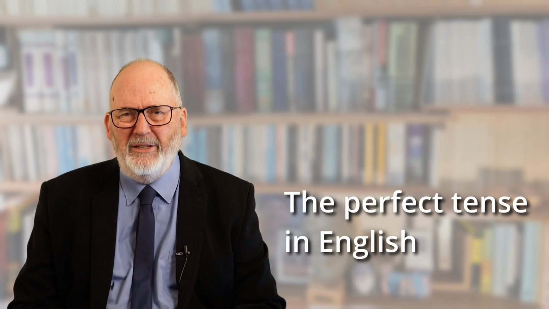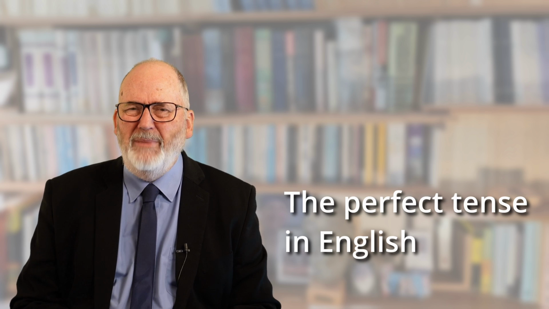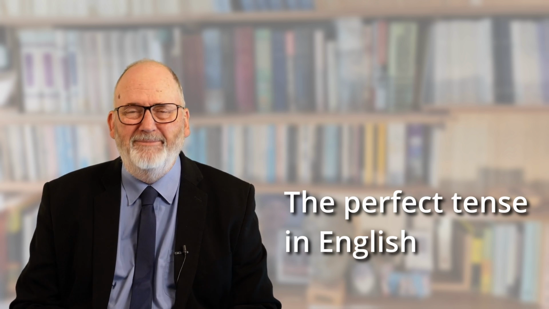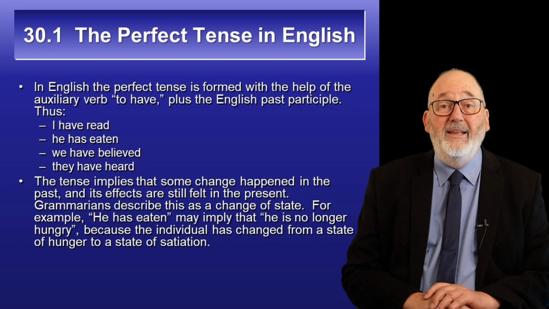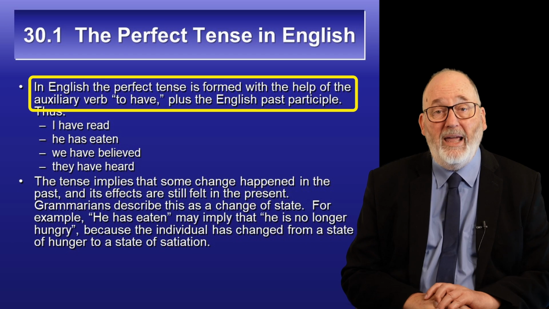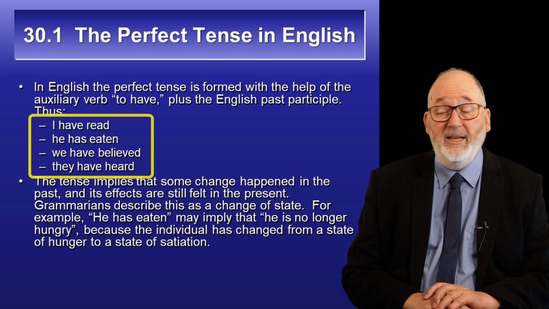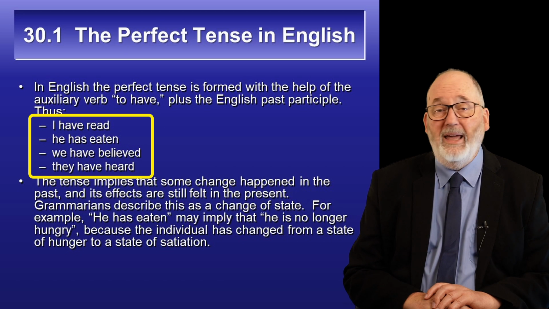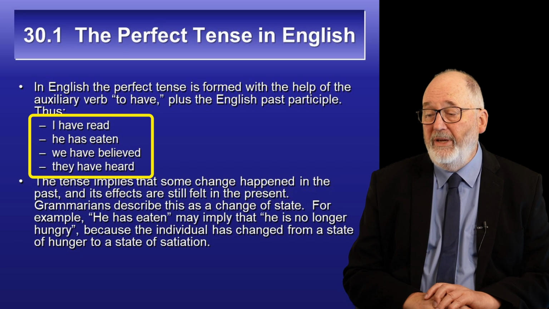Well, I think it's probably a good idea to begin with the English perfect tense. It has many similarities with the way the perfect tense is used in Greek and is familiar to us. In English, the perfect tense is formed by the auxiliary verb have, followed by a past participle of a verb. For example, I have read. He has eaten. We have believed.